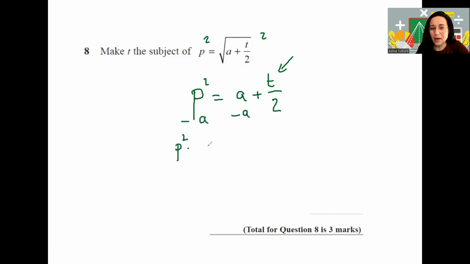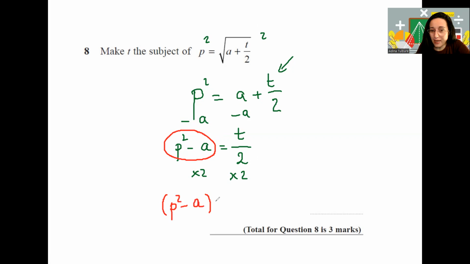So p squared minus a equals t over 2. Now we've divided t by 2. If we want to reverse it, we are going to multiply it by 2. But don't forget, we multiply it on both sides. Okay, this is a very important step here, because what do you multiply on both sides? You multiply the full thing. Okay, so how do I write these down? I put the brackets there, okay? So p squared minus a times 2 equals t, because t over 2 times 2 is just t.